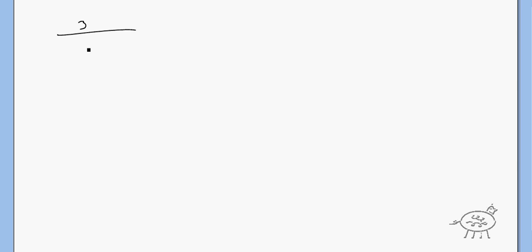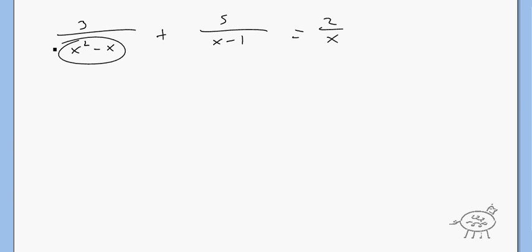3 over x squared minus x plus 5 over x minus 1 equals 2 over x. A lot more complicated, but not that bad. The first thing you got to do, just like with rational expressions, math fans, is you have to factor. So right here, I need to factor that, and I can factor an x out of there. So I get x times x minus 1. Okay, so that is actually your LCD. X times x minus 1.